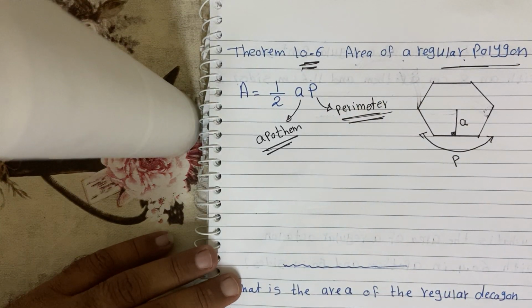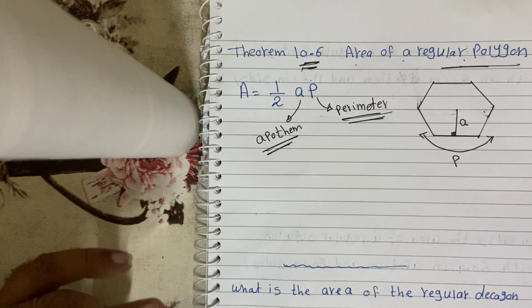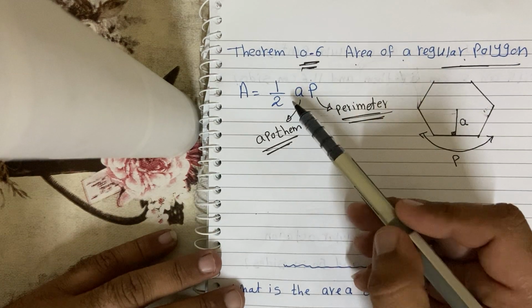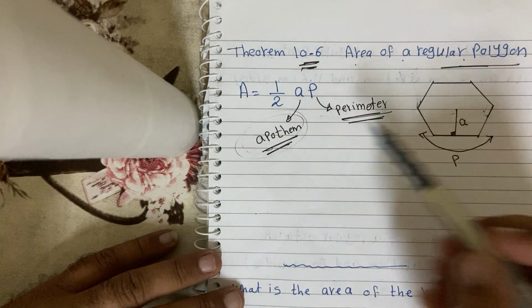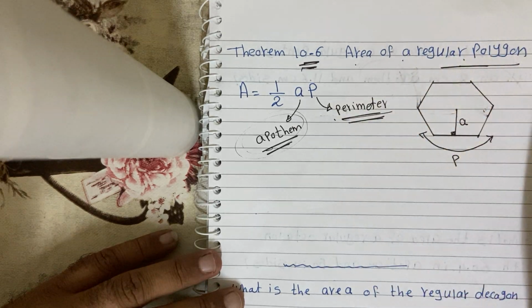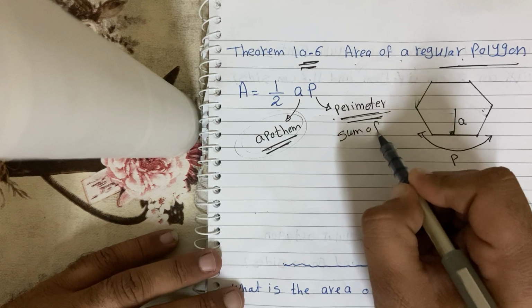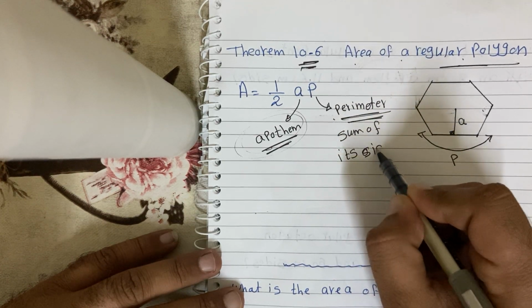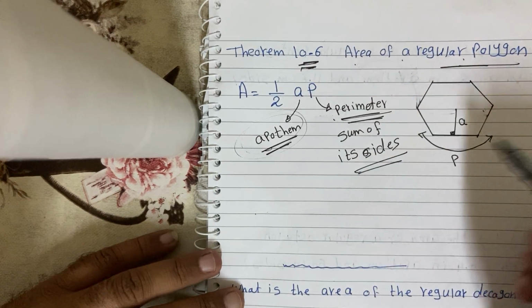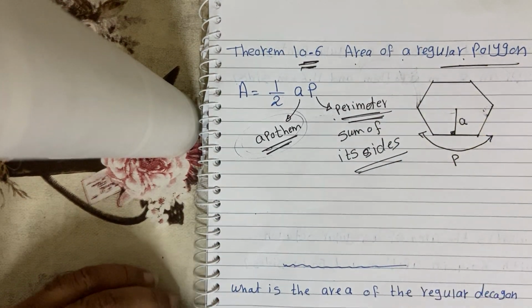So again, area of a regular polygon equals half times A times P. A is the apothem of the polygon, this one. P is the perimeter of the polygon. Perimeter, the sum of the sides of the polygon.